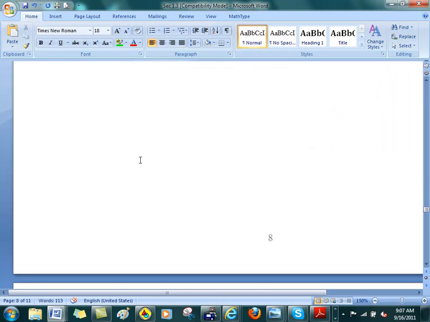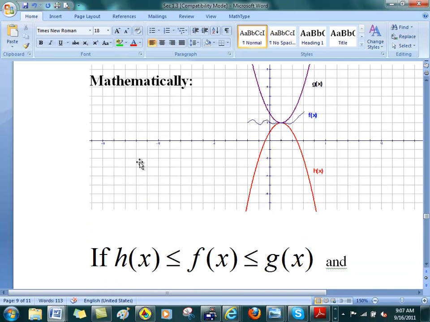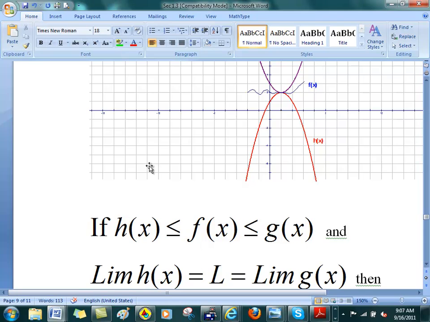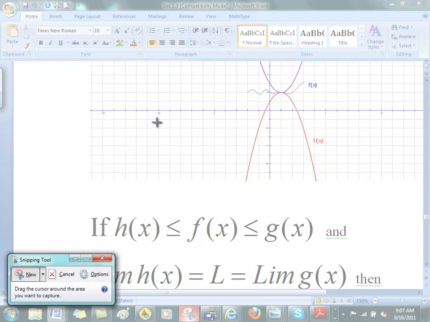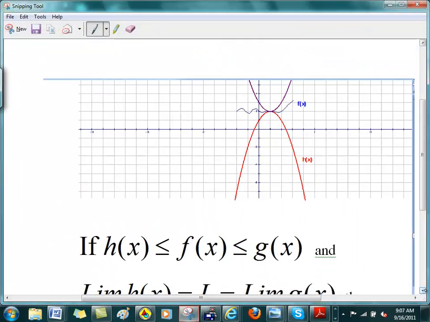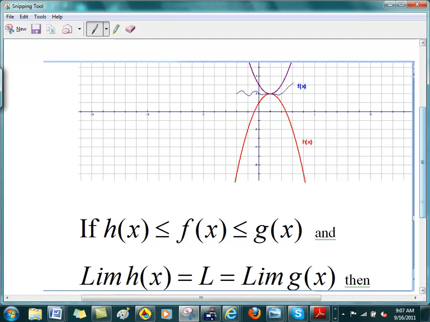How's that? Okay, so here's the math, okay? So yeah, this is what I want. So what the theorem is telling you is that there are three functions, okay? There's g of x, there's h of x, and then there's another function f of x in between the two. So this is h, and then the one in the middle is f. The theorem is in some ways kind of obvious when you look at the diagram.